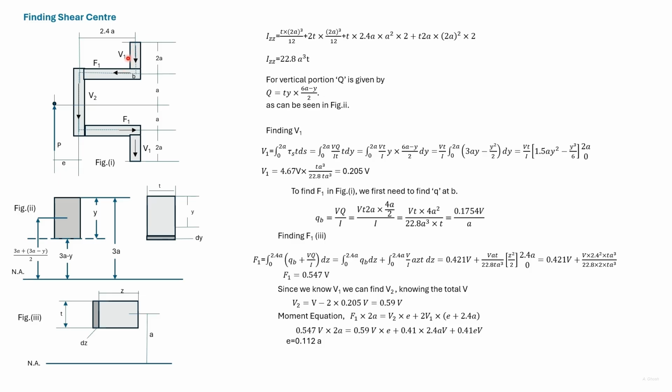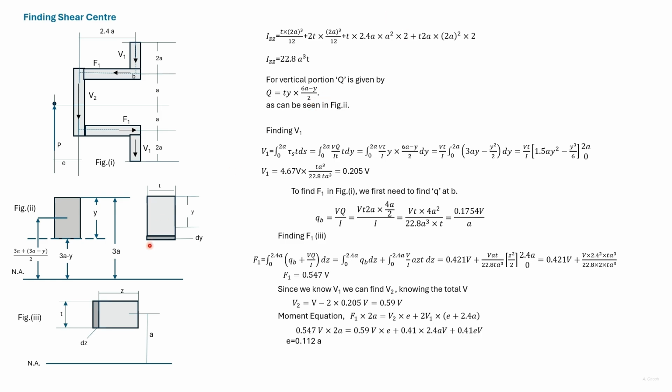Let us now determine the force V1. We consider a portion on the top of depth y. Then the distance from the neutral axis of the top is 3a, and this distance is 3a minus y. The distance of the centroid of the portion from the neutral axis is (6a minus y) divided by 2. So Q is area p into y into the distance, which is (6a minus y) divided by 2.